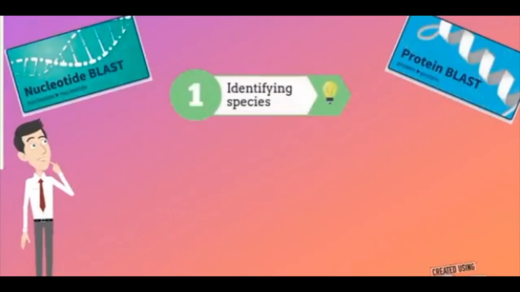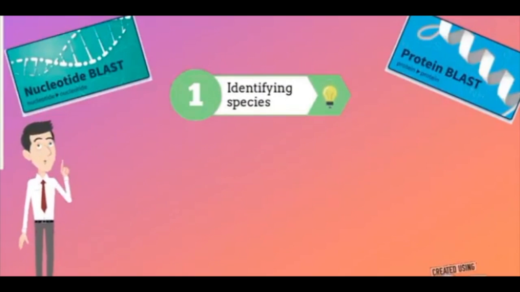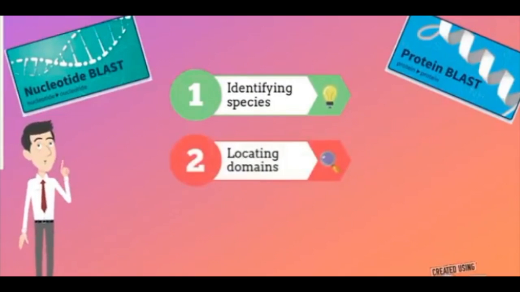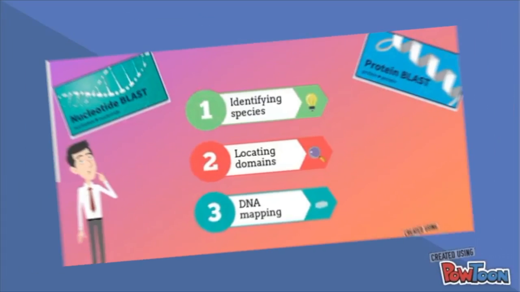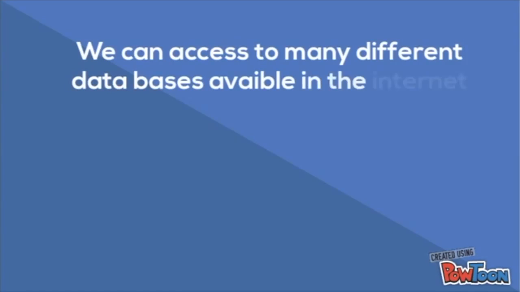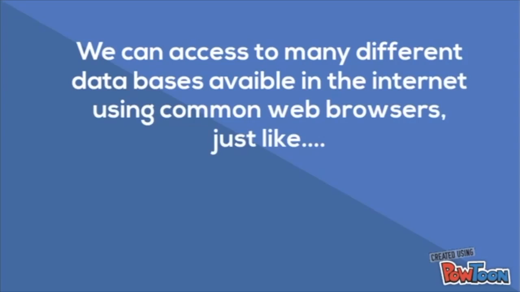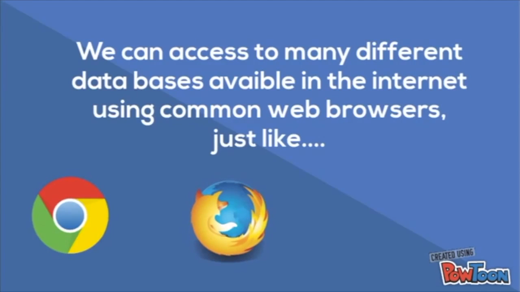BLAST can be used for several purposes. These include identifying species when working with DNA sequence from a known species, locating known domains within a sequence of interest, DNA mapping when working with a known species, and looking to sequence a gene at an unknown location. We can access many different databases available on the internet using common web browsers like Google Chrome, Firefox, and Safari.